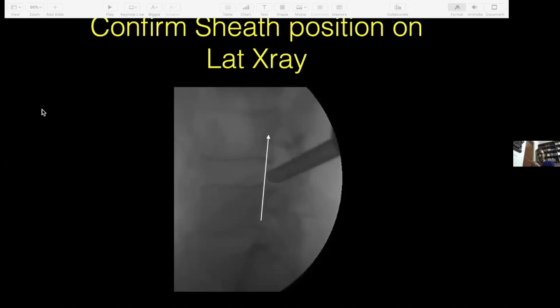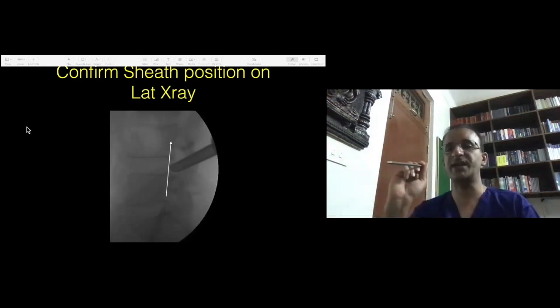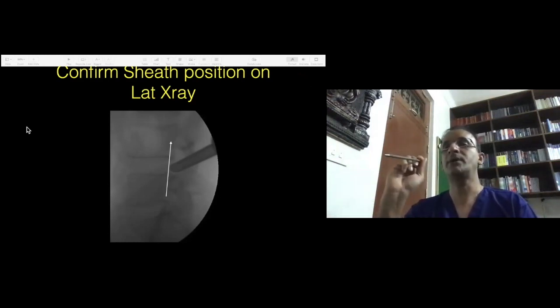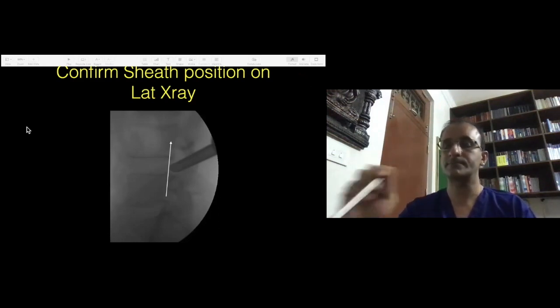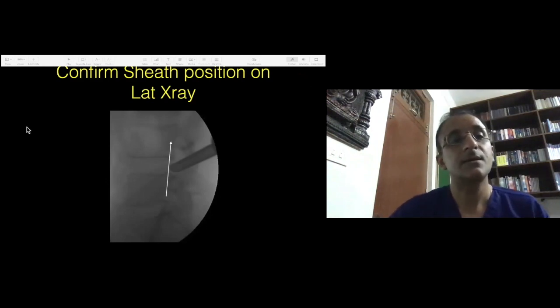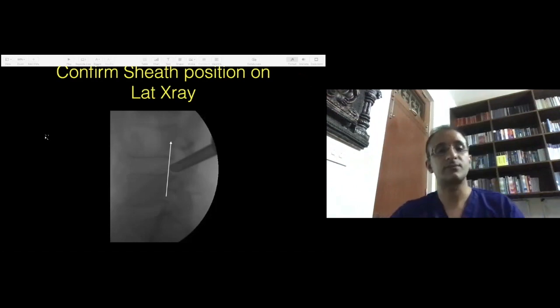But in your initial practice sessions, just go straight, hit the bone, hit something. Suppose you're not hitting the bone, that means there is a possibility that you have gone beyond the spinous process, above the spinous process. That you can confirm through a lateral X-ray. But just go straight, hit the bone, pull out, angle a bit, and go in. Fine? Castillo, is it clear? Thank you. Fine.